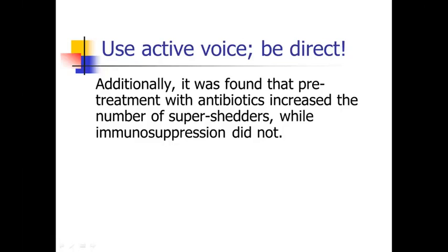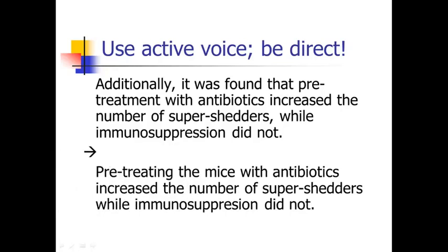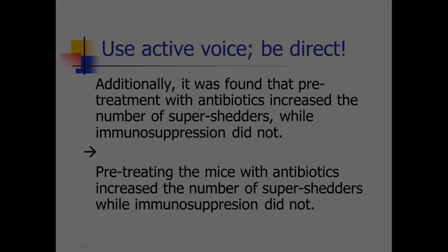You could even do a little better than that because probably this is in the results section of their manuscript, and they probably don't need to start every sentence with we found that or it was found that. They can just say what was found. So you can cut out that whole little kind of clearing your throat, it was found that, and just say directly what was found. So in that case, the pre-treatment with the antibiotics becomes the subject. It's the pre-treatment with the antibiotics that does the action, that increases the number of supershedders. So we could rewrite this one in the active voice, getting rid of completely the whole found verb, to pre-treating the mice with antibiotics increased the number of supershedders while immunosuppression did not.